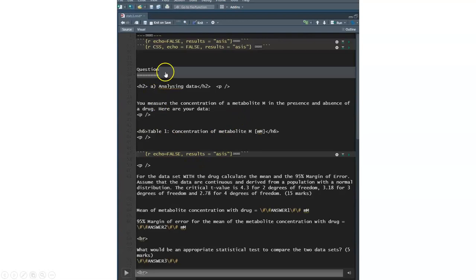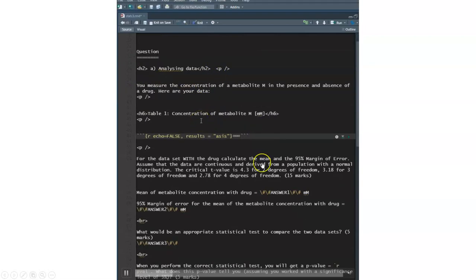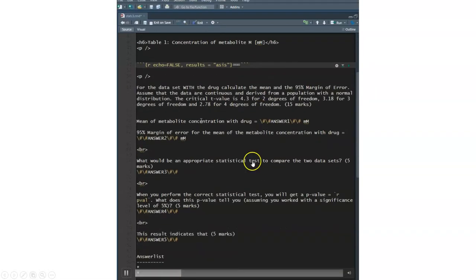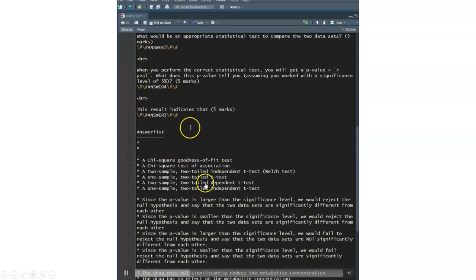And there is a little bit of syntax to learn, because everything is written in R Markdown. But it's not terribly complicated. So you start here with a question. You put in a question. There's a little bit of HTML, but it's not terribly difficult. So that's the entire question file.